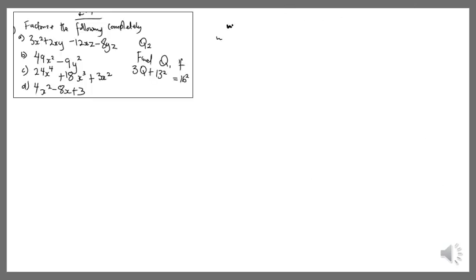Alright, so 20 minutes is over. Let's solve the question. So question 1, 3x squared plus 2xy minus 12xz minus 8yz. So what do we do? Grouping method, right?